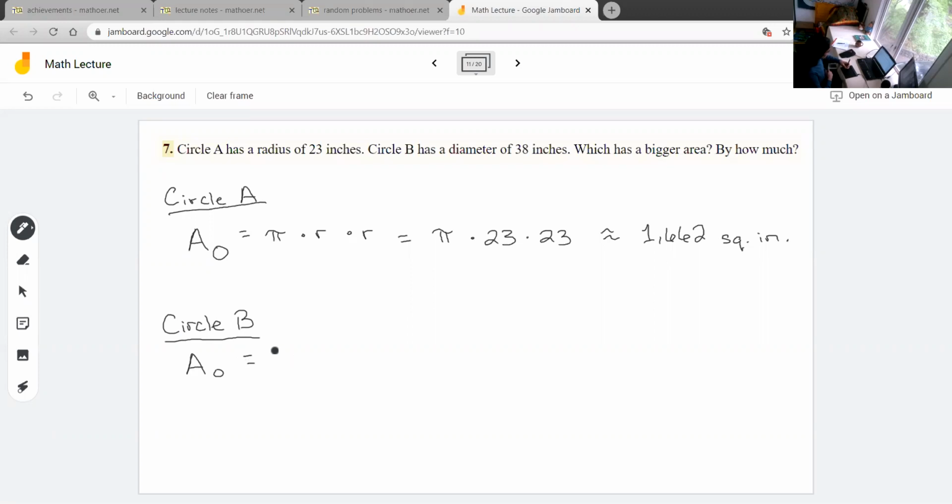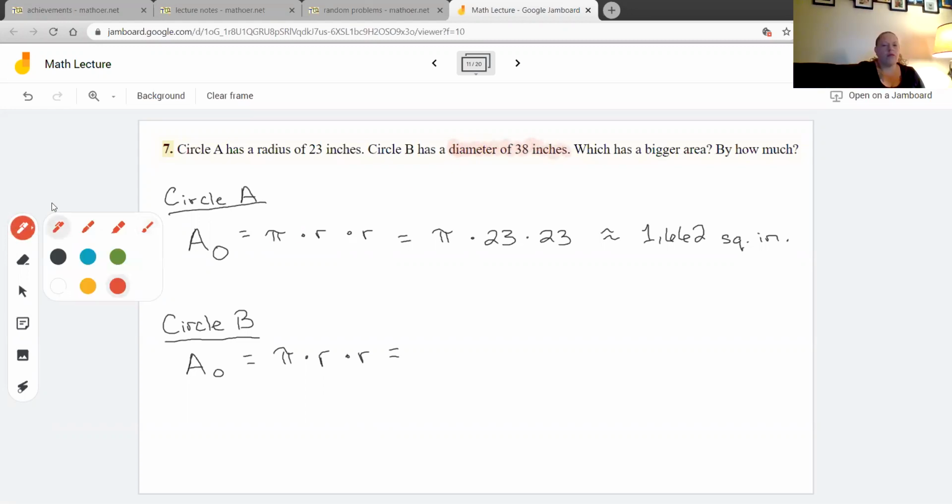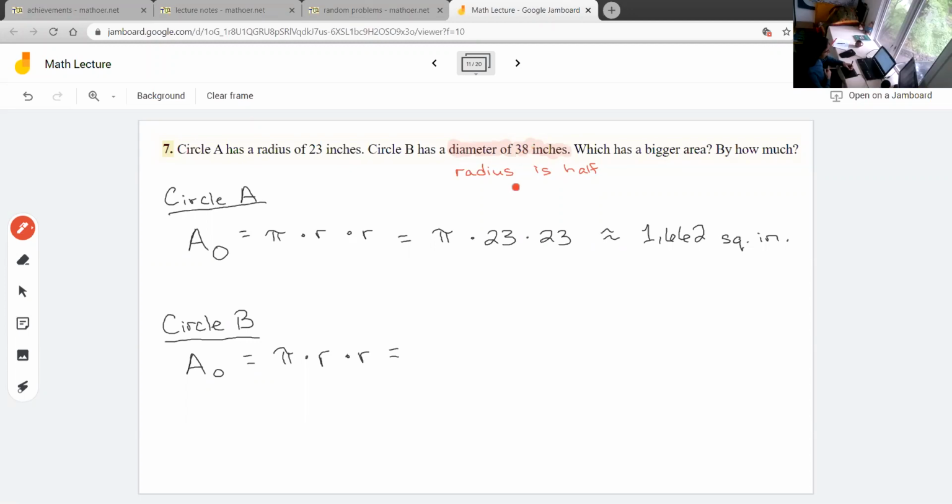So I would start working, and if I hadn't noticed before, I would say, uh-oh, I don't have a radius. I only have a diameter of 38 inches. So it would be half of that. So half of 30 is 15, half of 8 is 4, so 19 inches.